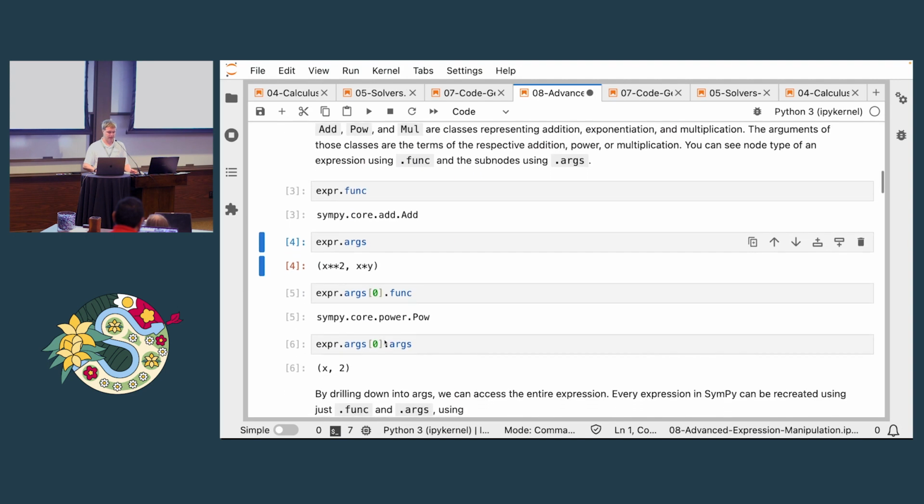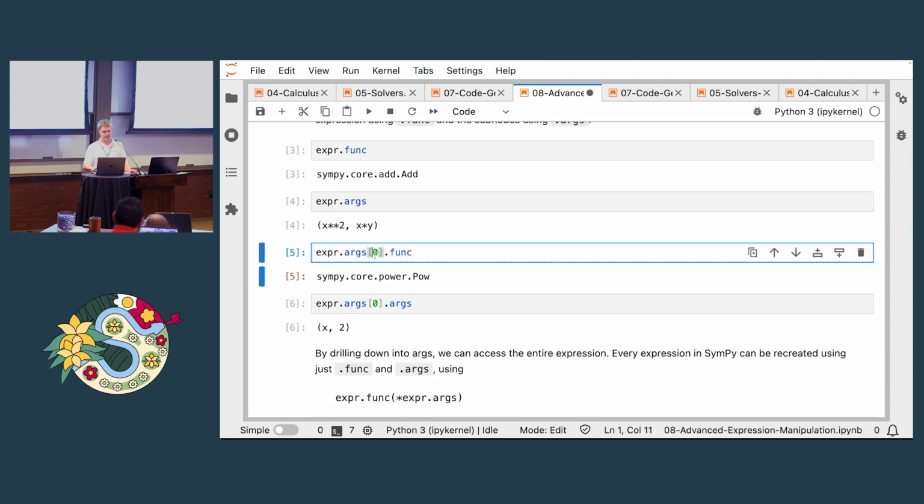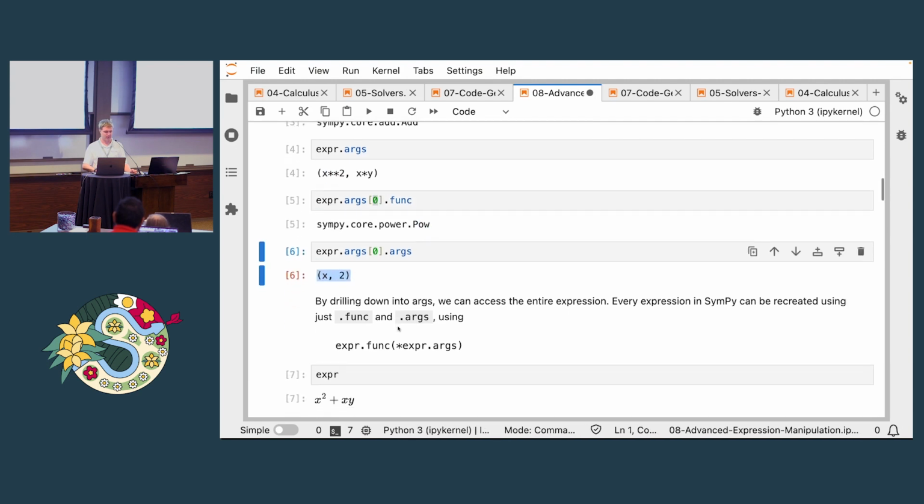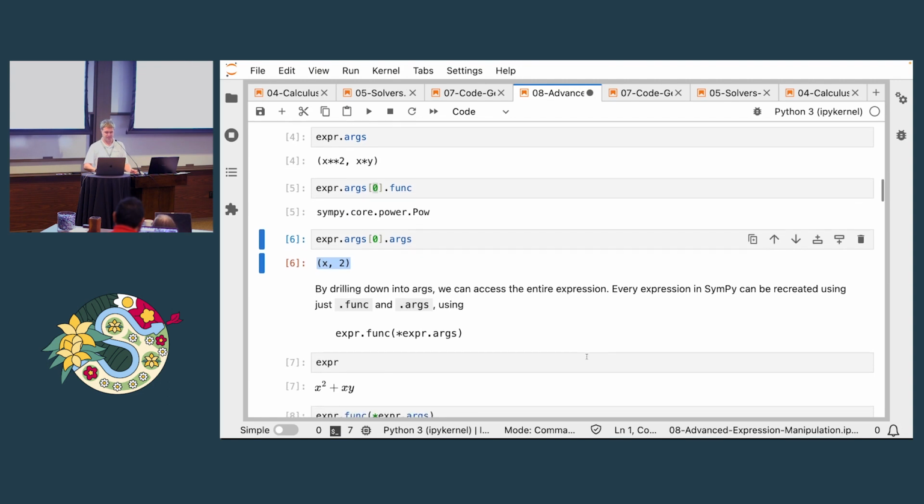If we drill down into, say, the first of these arguments, we can see that its func is Pow, and its args are x, 2. By drilling down into the args of an expression and its sub-expressions, we can access any part of the expression tree.